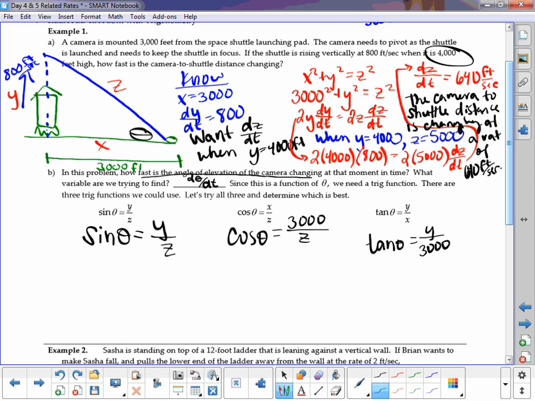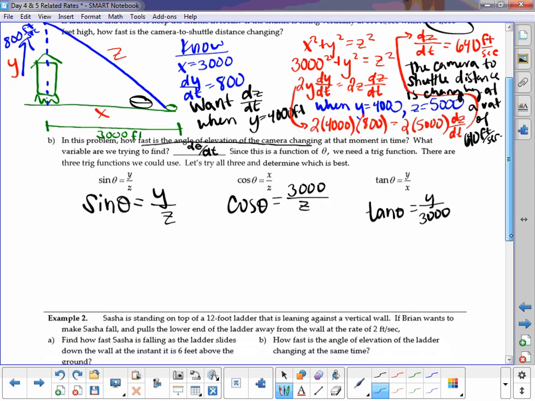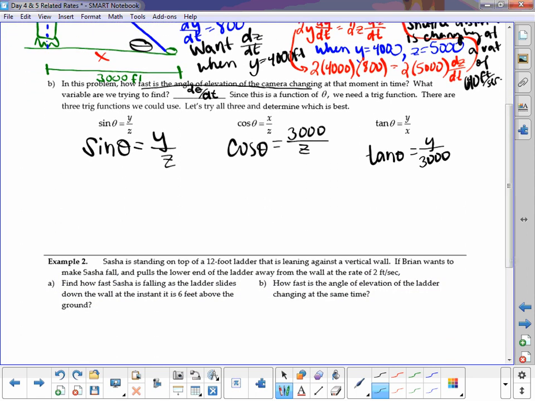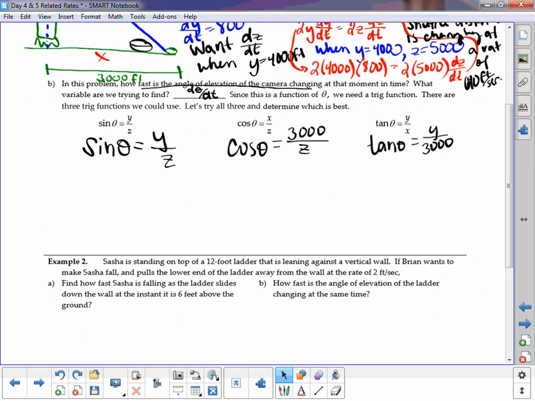And let's figure out what is the change in theta with respect to time. So again, our theta is changing. We can't put in a constant there, and our y is changing. So let's go ahead and do our derivative.